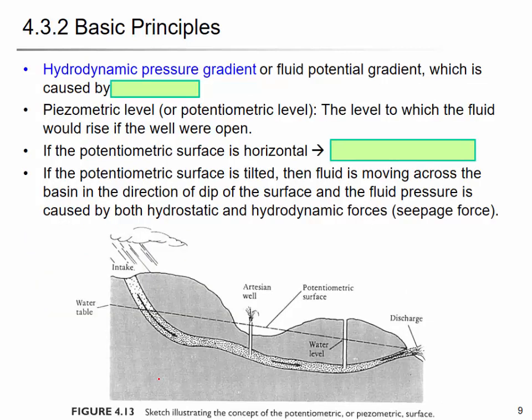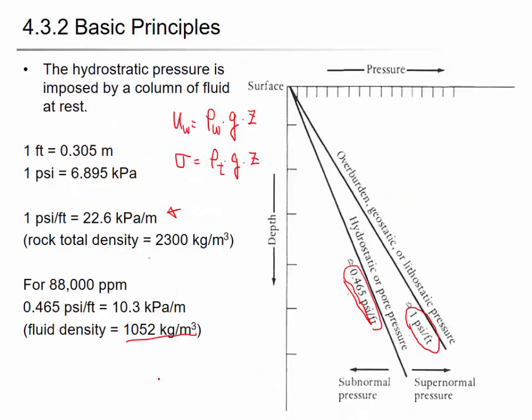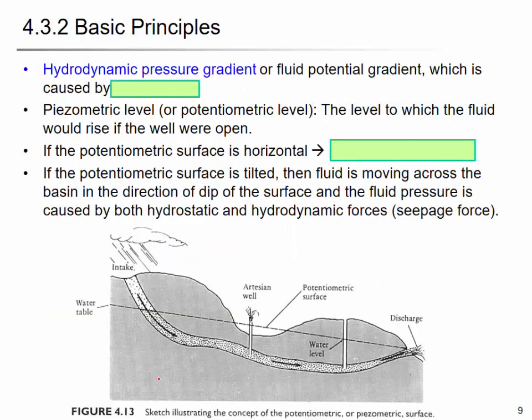Okay, so then we talked about how we can calculate the hydrostatic pressure. This is when there's no movement of the water. Right? And then what if we have water movement? Then there is a hydrodynamic pressure gradient, or fluid potential gradient, which is caused by the fluid flow, and we can measure the piezometric level. This is defined as the level to which the fluid would rise if the well were open.